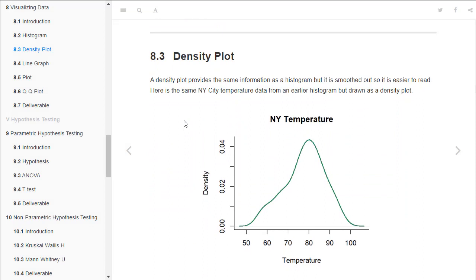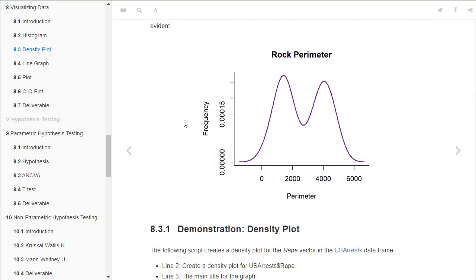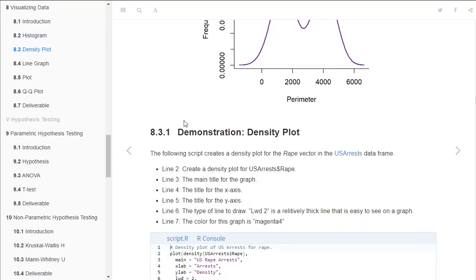Next is a density plot. A density plot is actually almost exactly the same as a histogram, except it's all been smoothed out. These are the same New York temperatures we saw earlier, and you can see here a very clear normal distribution. Most of the values are clustered up near the middle with only a few on each side. That rock perimeter, remember I told you that was a bimodal distribution. You can see that clearly here. Lots of rocks with small perimeters, lots of rocks with big perimeters, and not much in the middle.